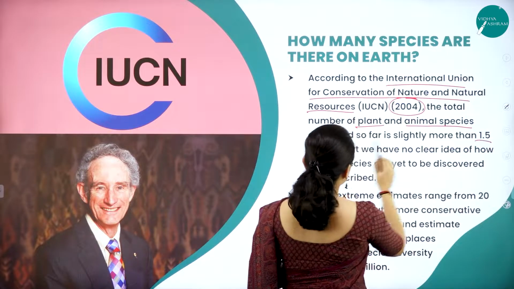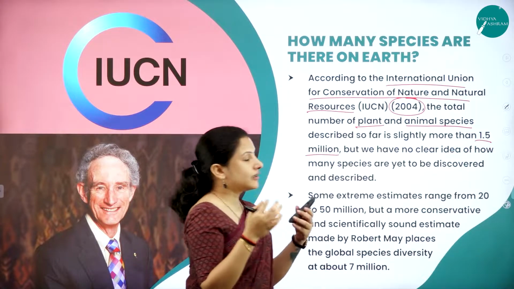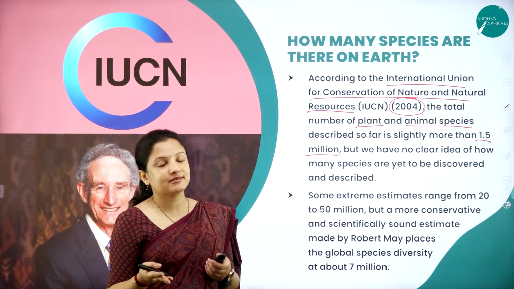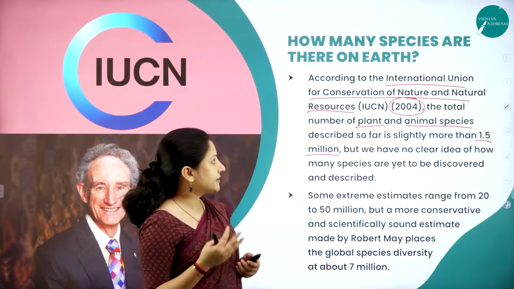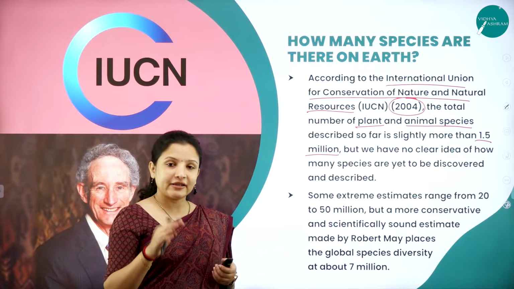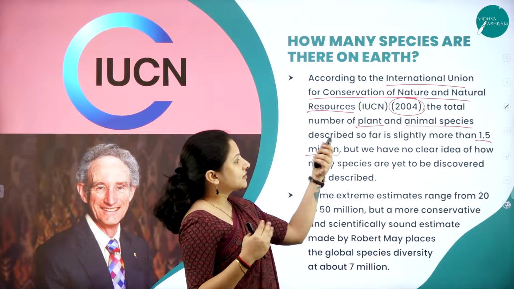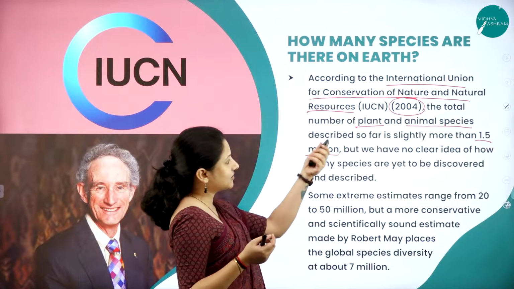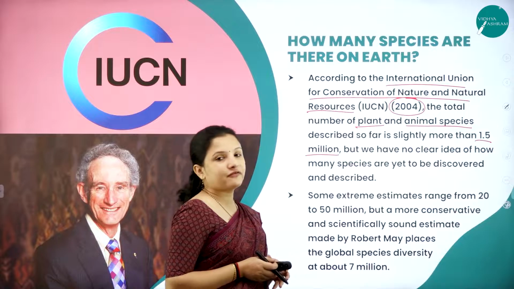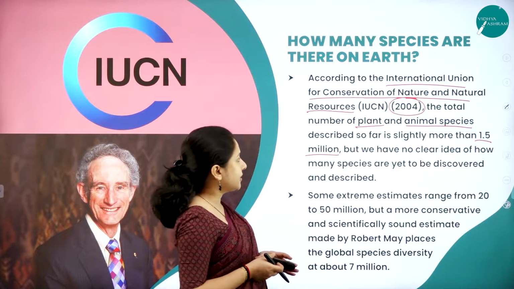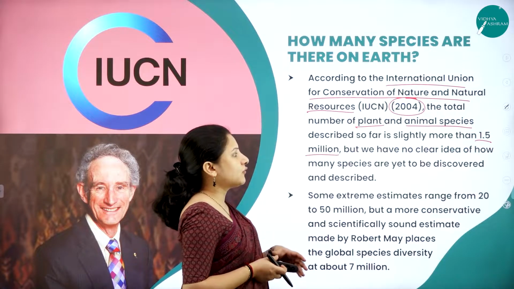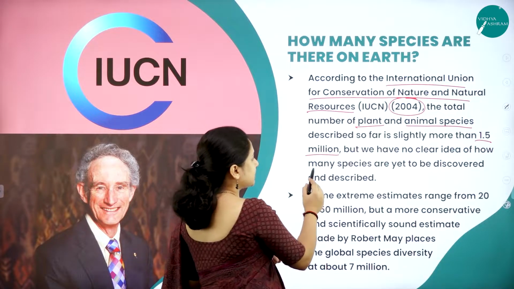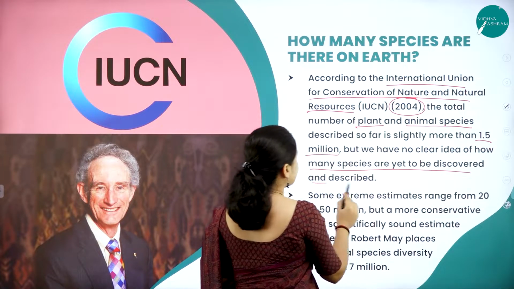That is compared to earlier years when they did the census of plant and animal species. When IUCN did the census in the year 2004, they said that there was a slight increase in the number of plant and animal species, that is, slightly more than 1.5 million. But still there was no clear idea given as to how many species are yet to be discovered and described.